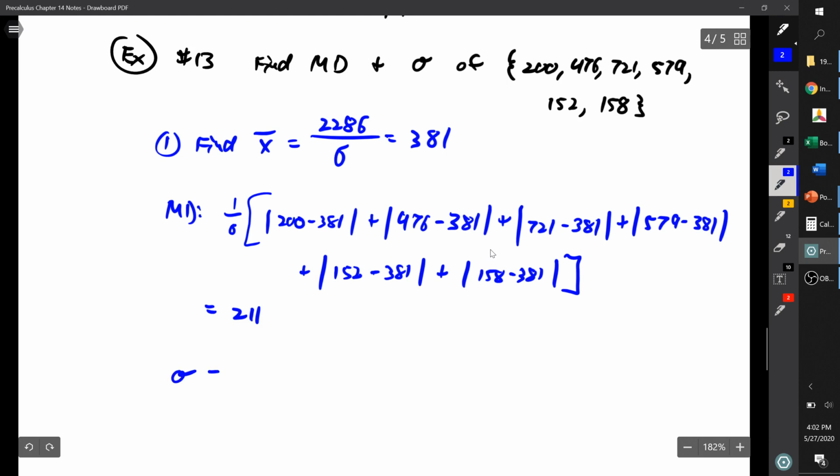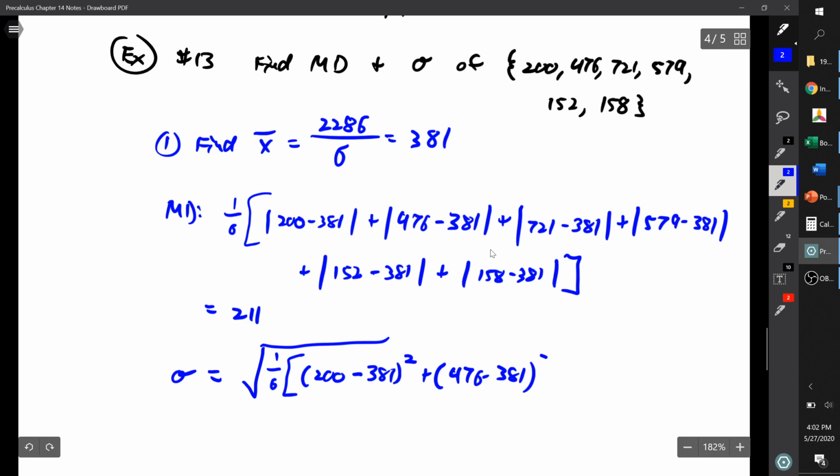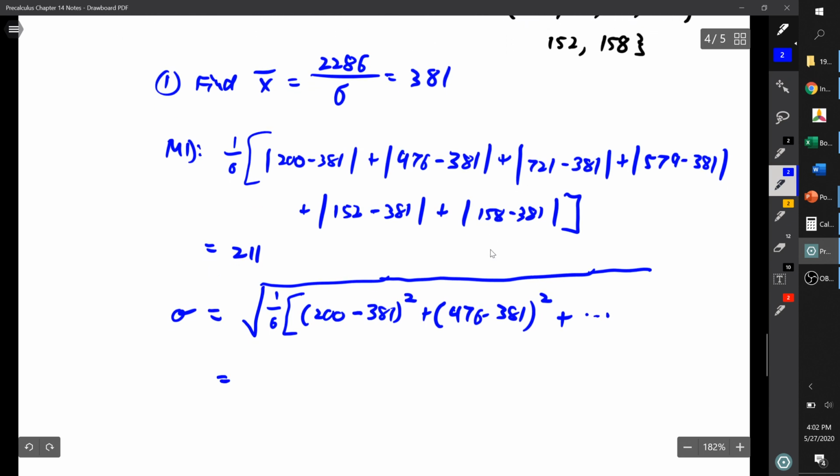And then sigma would be the same thing, but I'd go inside a square root. I do 1/6 times 200 minus 381 squared plus 476 minus 381 squared plus, and it's all of this inside the square root, and so on. What you should get here is approximately 223.14. Okay? So that is mean deviation and standard deviation.